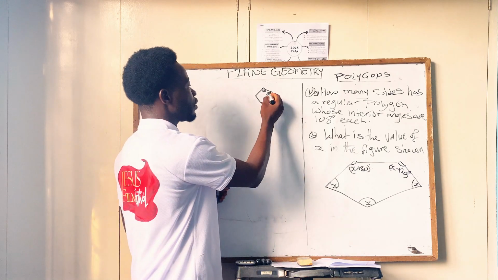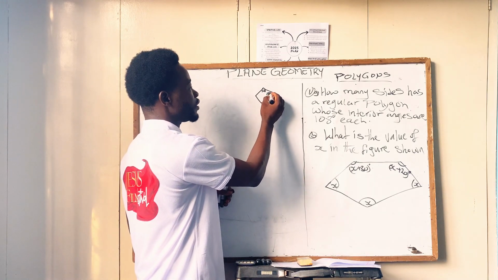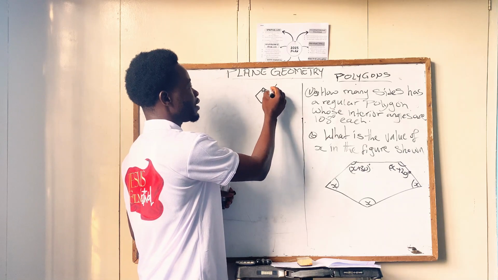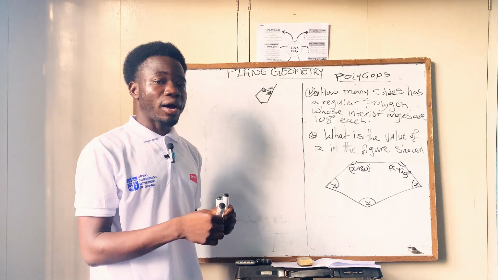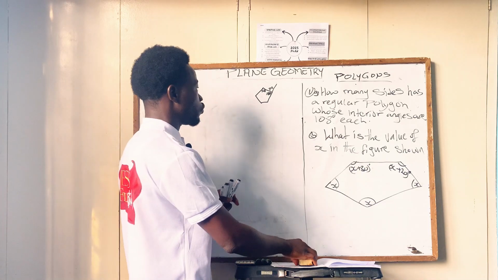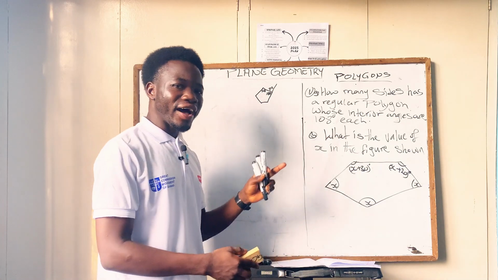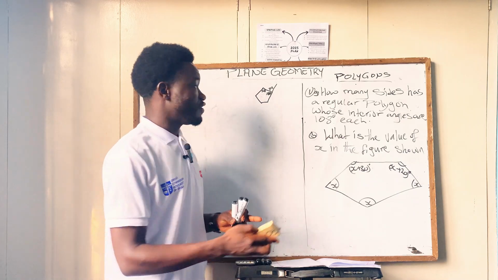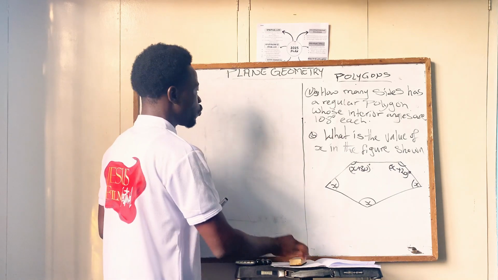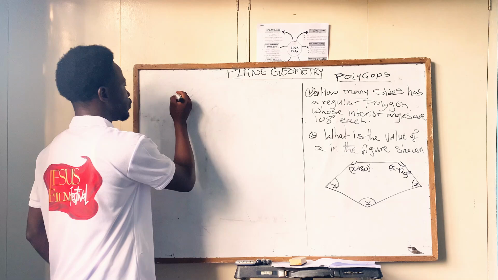Now if they said that each interior angle is 108, we can find an exterior angle here to be 72. So angles on a straight line must sum up to what? 180. So if I know one interior angle, then I will take it from 180 to get the exterior angle. So with that, we can go ahead.